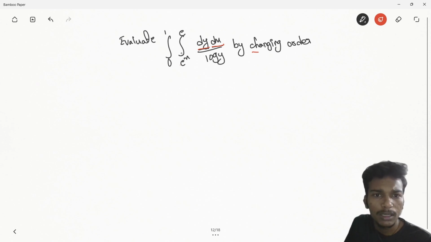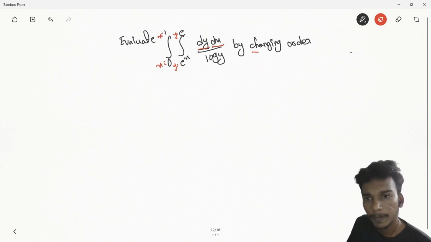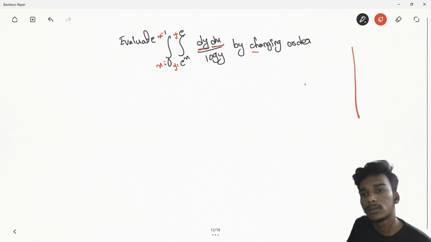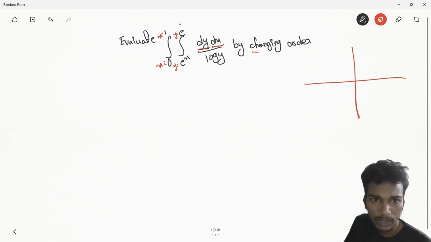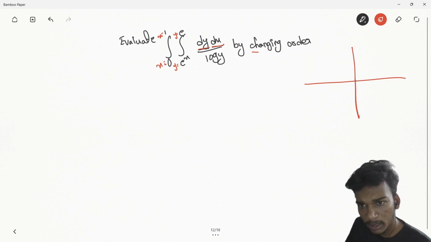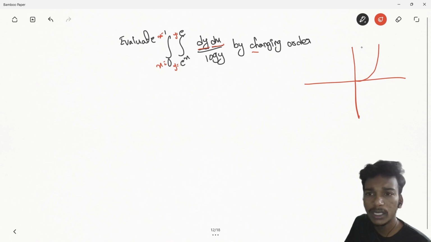Just look at this. These are the limits of y, as it is a function of x. These are the limits of x. Now I will draw a graph regarding those limits. First, I will draw the graph for the y limits. y is equal to e power x, it's a continuously growing function, and y is equal to e. It's a horizontal line, because y equal to some constant is a horizontal line.